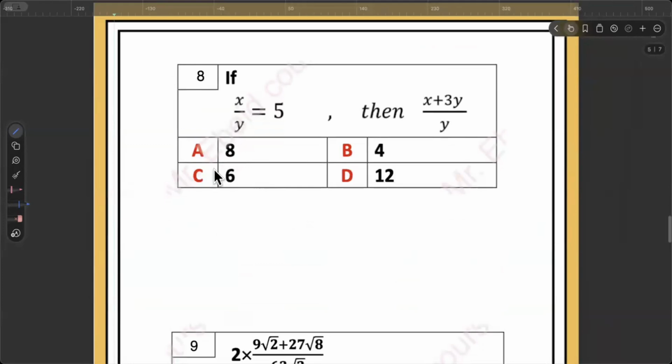Question 8. If x over y equals 5, then x plus 3y over y equals what? Now we can put x equals 5 and y equals 1. So putting x equals 5, it will be 5 plus 3 times 1, which is 8 over 1. So the answer is 8.